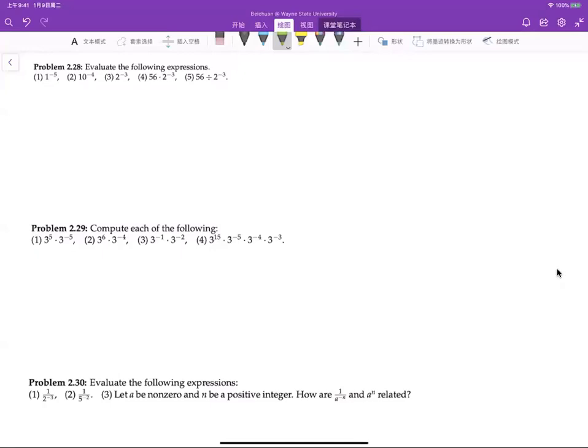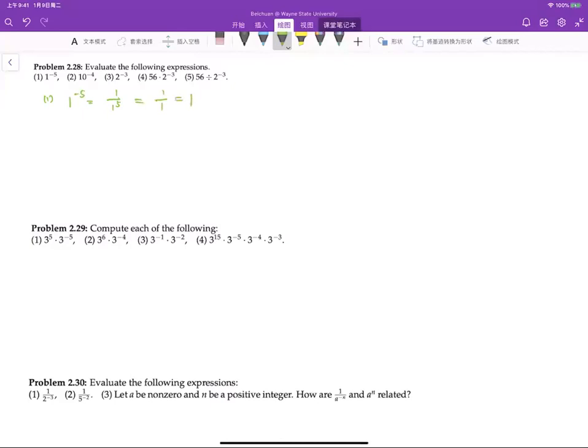For problem 2.28, the first one is 1 to the power of negative 5. So then it's 1 over 1 to the power of 5, which equals 1 over 1 times 1 times 1, 5 times, which equals 1. Good, so that equals 1.